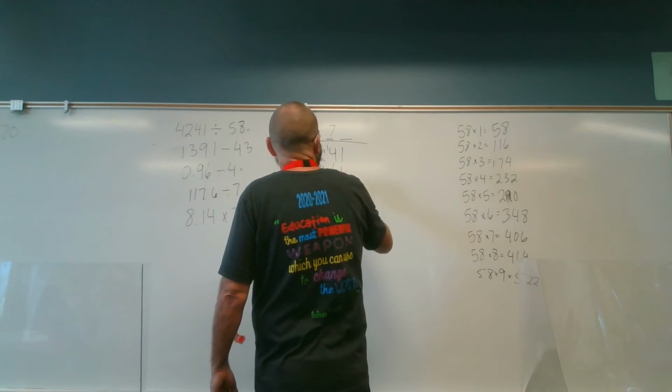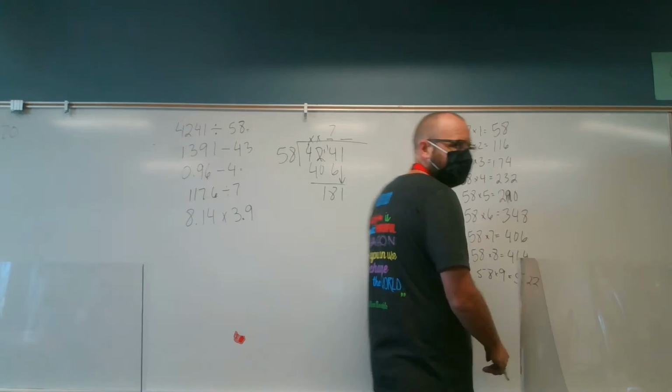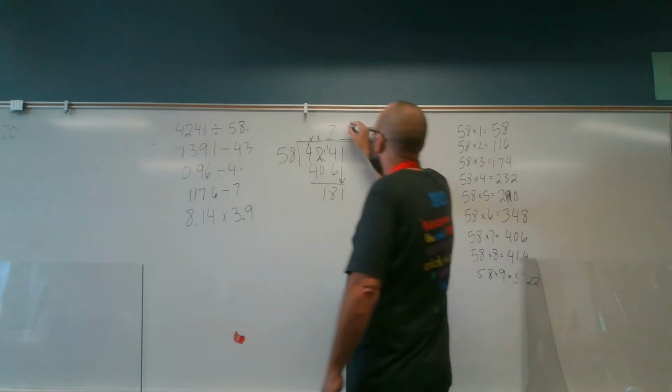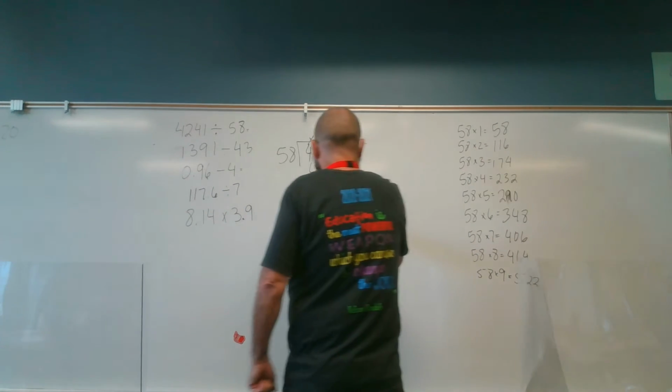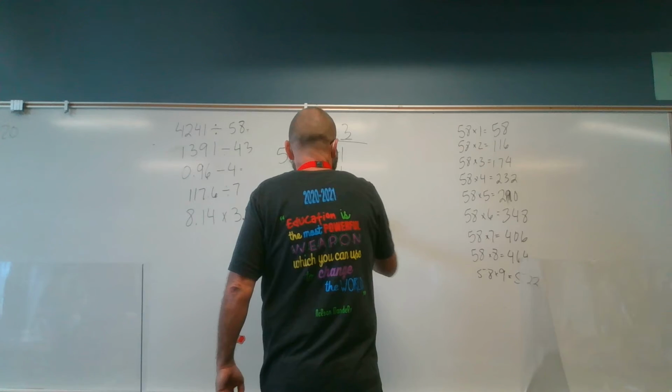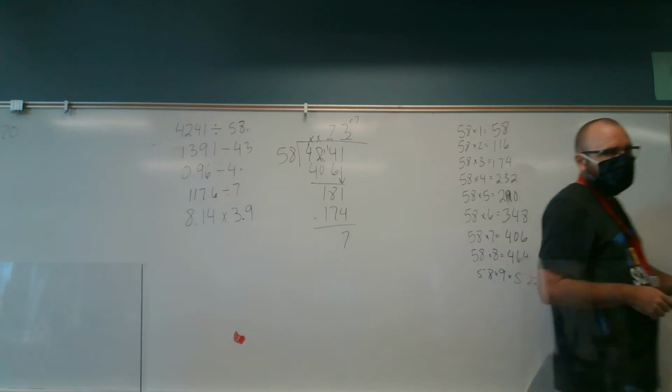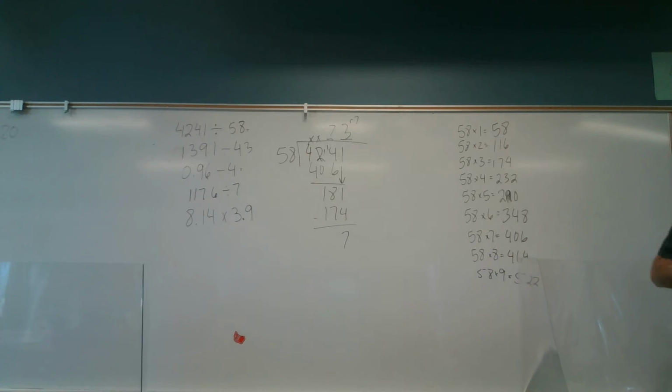2, 1, 14, that's an 8. Yeah, 18. Now I need to take 58 into 181. So I go over here and look. I have 58, I have 116, I have 174, I have 232. That's too big, so it's got to be 3. And that's 174. And so I get a remainder of 7.